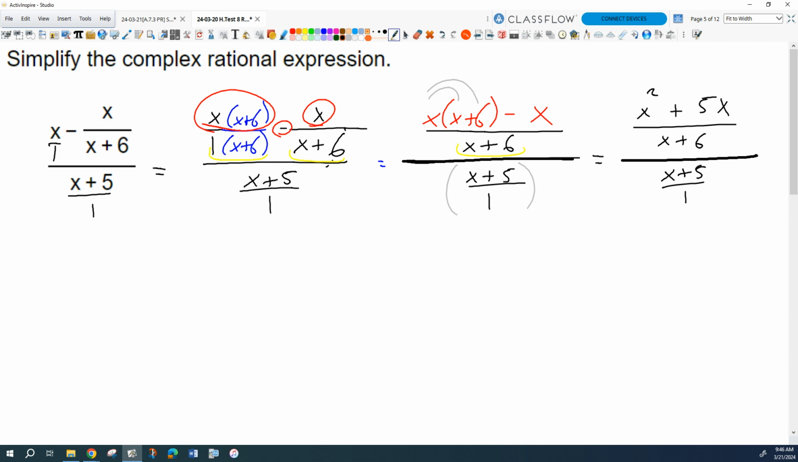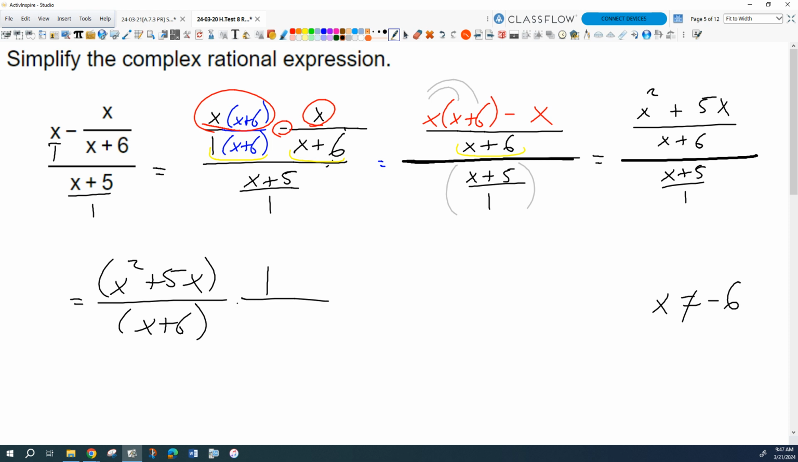Okay, now what? Keep it. Well, exclusions. What can X not equal? Negative 6. Okay, now what? Flip and multiply. So we end up with X squared plus 5X over X plus 6 times 1 over X plus 5, right?